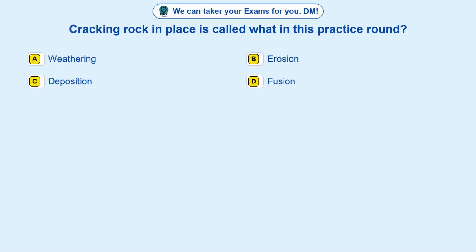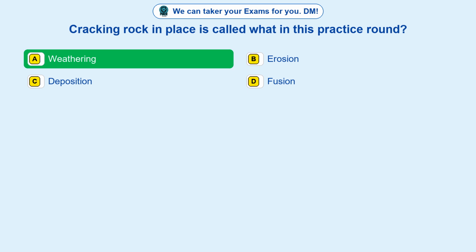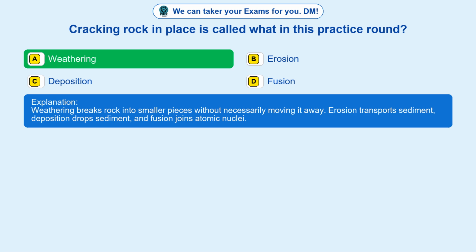Question 81. Cracking rock in place is called what in this practice round? Option A, weathering. Option B, erosion. Option C, deposition. Option D, fusion. The correct answer is option A, weathering. Weathering breaks rock into smaller pieces without necessarily moving it away. Erosion transports sediment, deposition drops sediment, and fusion joins atomic nuclei.